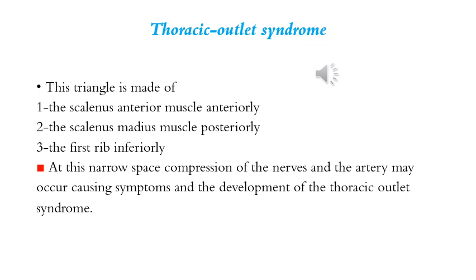This triangle is made of the scalenus anterior muscle anteriorly, the scalenus medius muscle posteriorly, and the first rib inferiorly. At this narrow space, compression of the nerve and artery can occur. The nerve is the lower trunk of the brachial plexus. The artery is the subclavian artery. The vein is outside of the triangle, but sometimes due to compression, it can lead to symptoms of venous insufficiency.